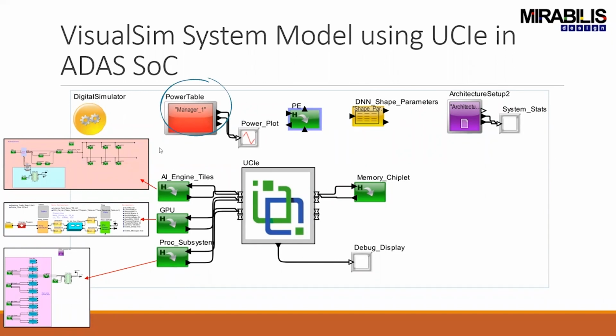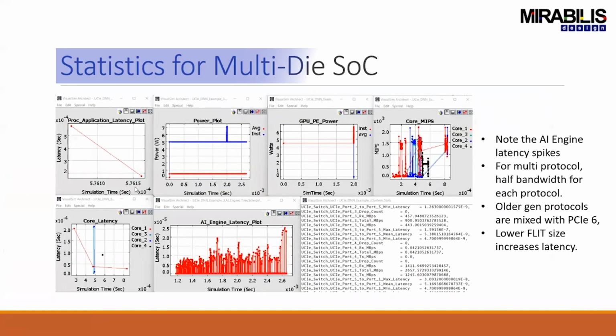Now, there's also power information associated with each one of these boxes. So with a VisualSim system model, you can very quickly assemble these systems and analyze the different topologies and different studies. If you notice, each one of these, the GPU, the deep neural net, each one of them has a unique set of parameters that we're looking at. When we look at the statistics, there's a variety of statistics that are being generated in the system.